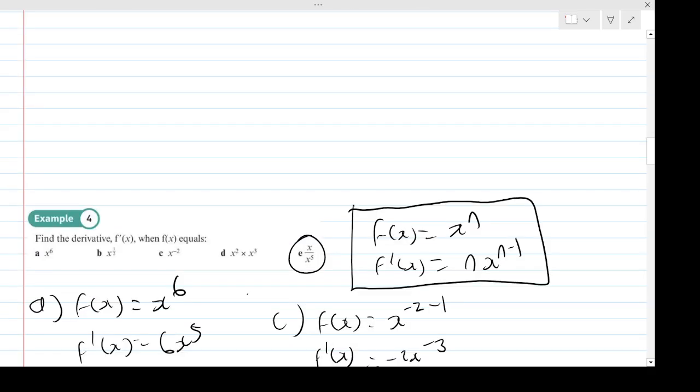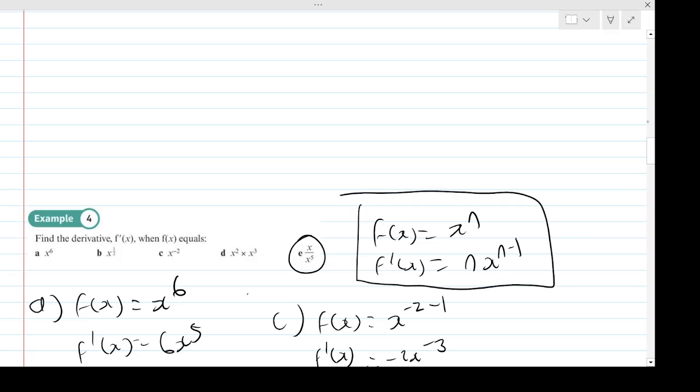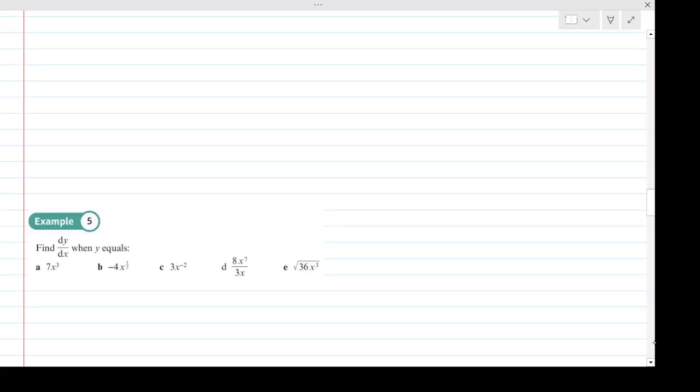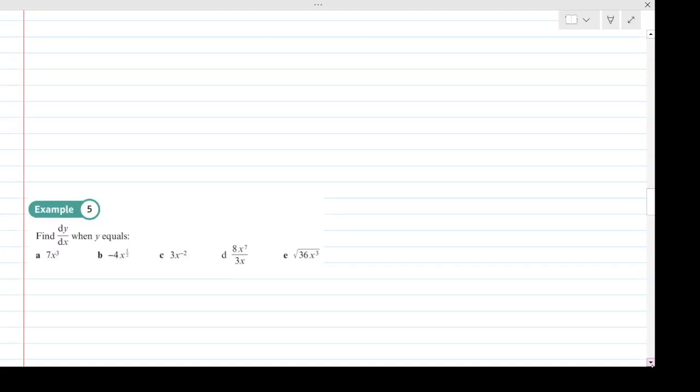Okay, so hopefully you're starting to get the idea of how we can use this rule. It's a lot easier to use than it looks, right? You just bring the power to the front, so x to the n becomes nx, and then we knock 1 off, so subtract by 1. Okay, we're going to look at some more examples.